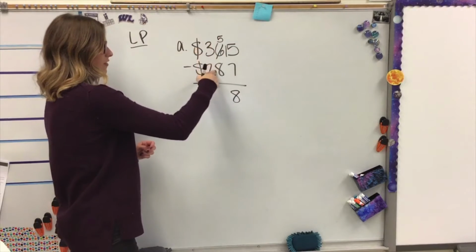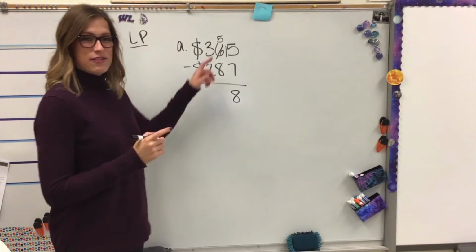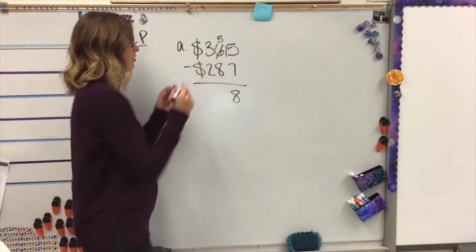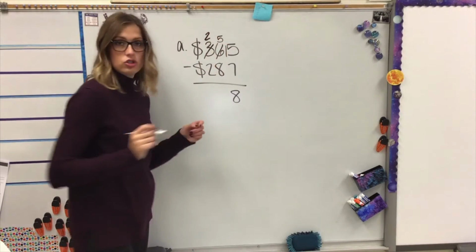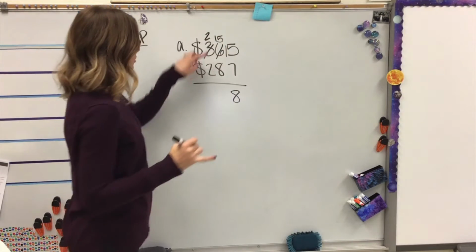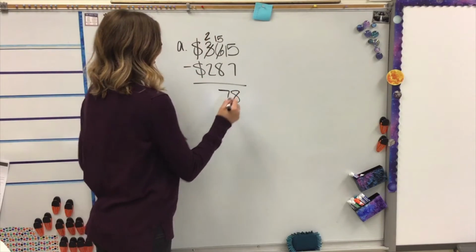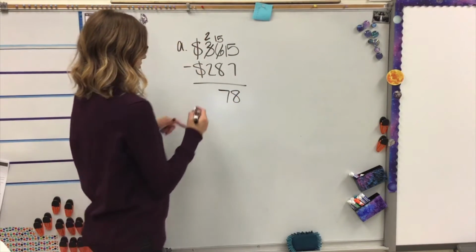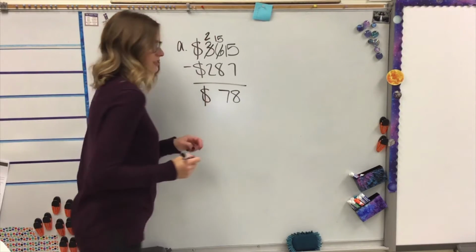5 minus 8, can't do that, right? The 5's smaller than the 8, so cross out the 3, make it a 2, and change the 5 into 15. 15 minus 8 is 7. 2 minus 2 is 0. So we just get $78.